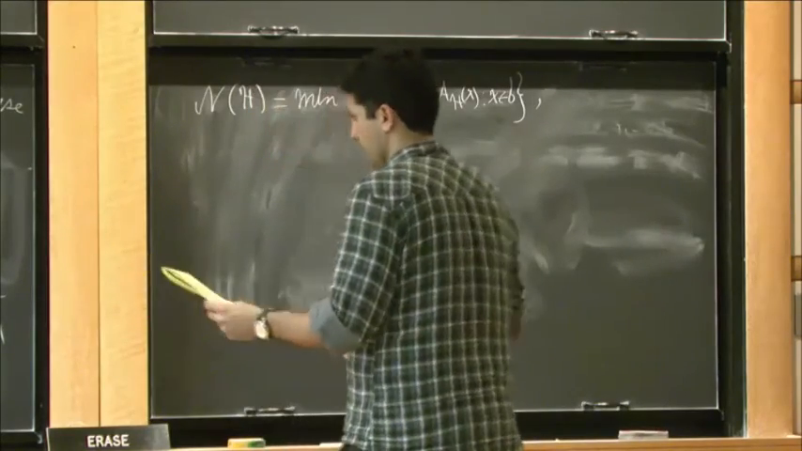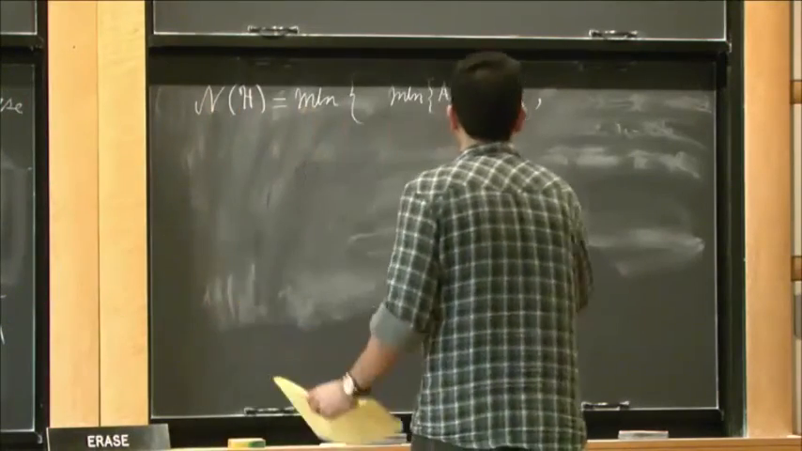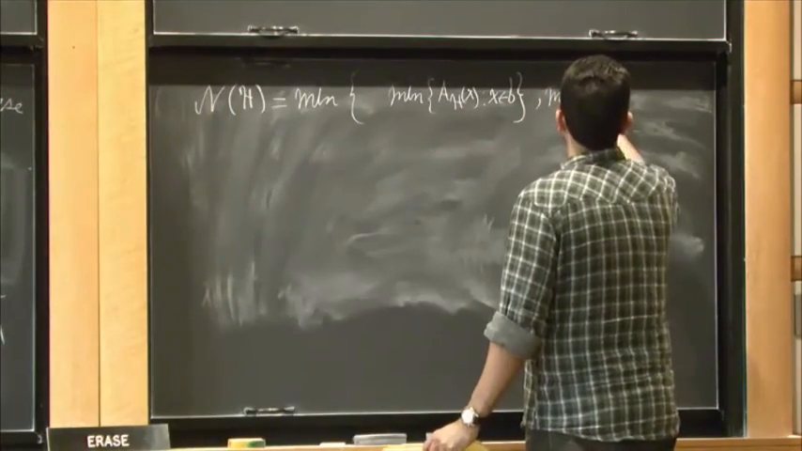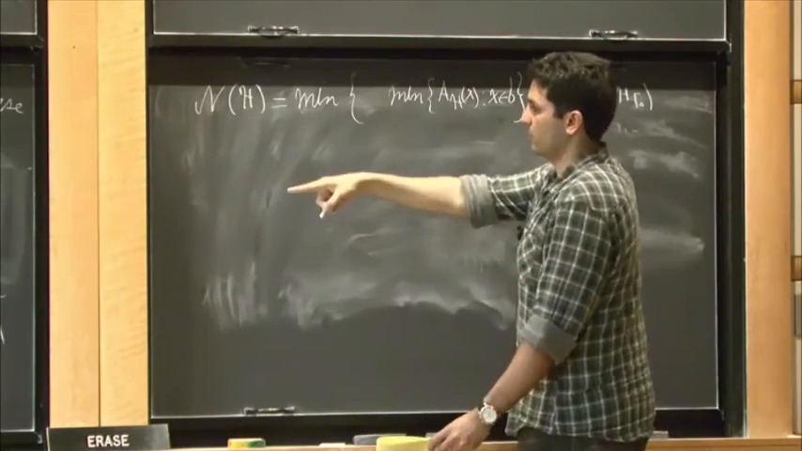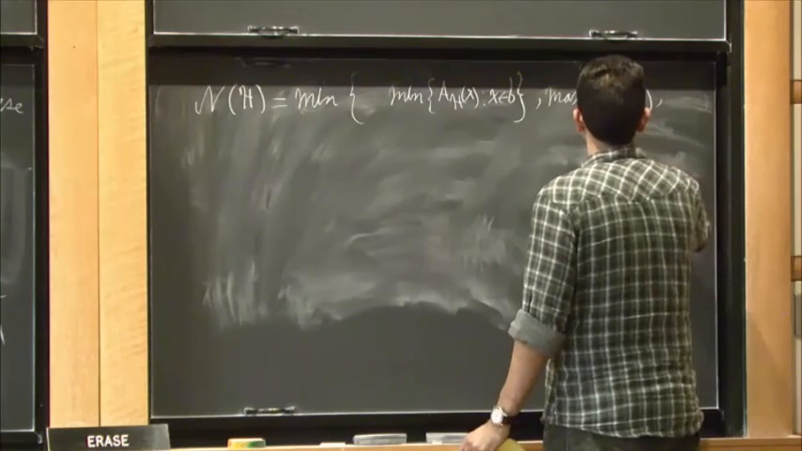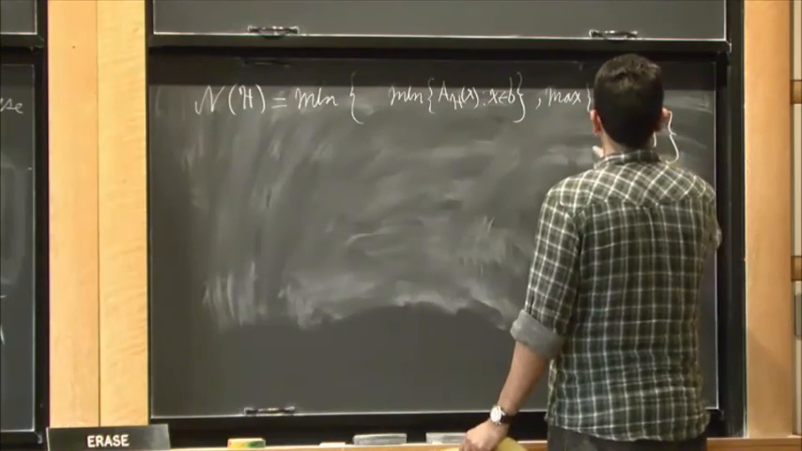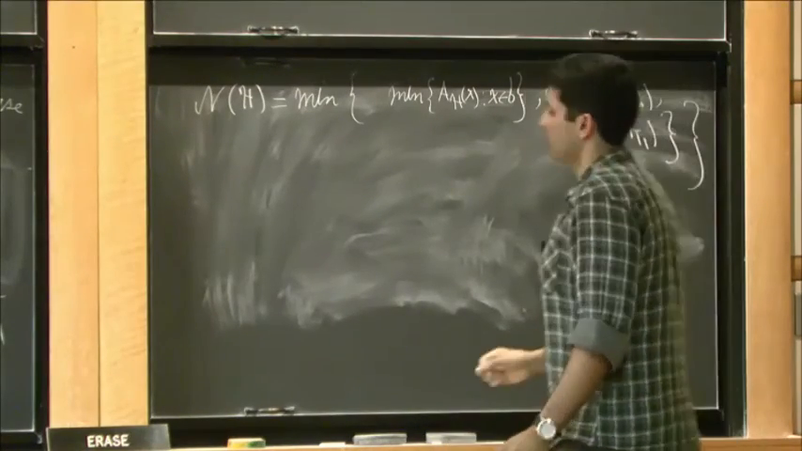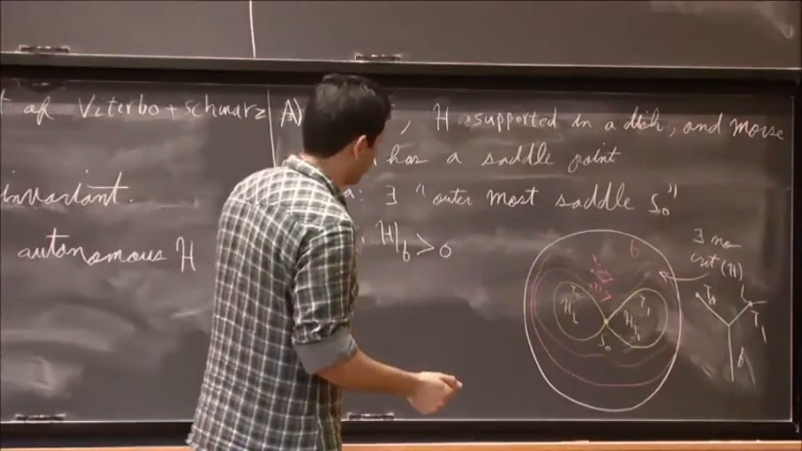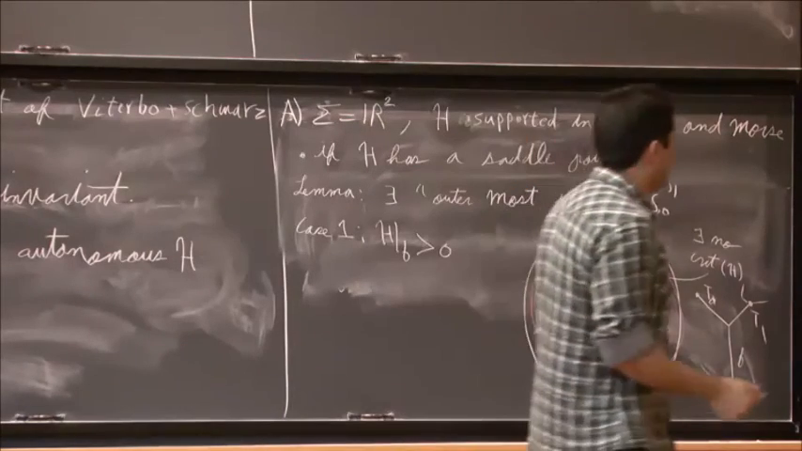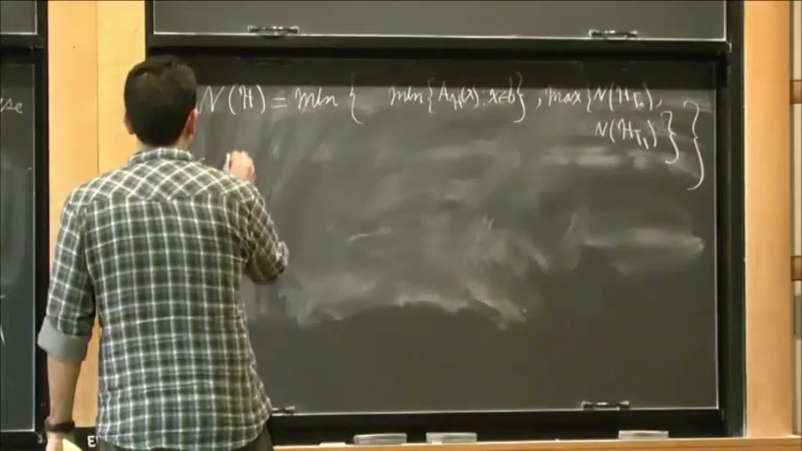And then you have to worry about the unlinked sets that come from inside these two disks. So for that, you get the maximum of n of the restriction of H to the first tree or the first disk, and then the restriction of H to the second disk. Okay, so you could show n satisfies this recursive formula. And this is pretty easy. I basically said how you prove this. So now you want to show C satisfies the same recursive formula. And that's where all the work is.